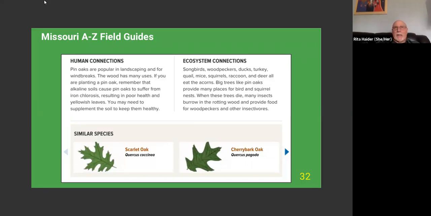And this is a real nice feature that some books have and some websites have, some don't, but I find very helpful, and that's a similar species. It looks quite a bit like the scarlet oak. I could click on a scarlet oak and it'll take me to that page, and I can compare and contrast them. Or I could look at the cherry bark oak. I don't think we have that one in Ohio, but it's similar as well, and I could compare and contrast that.